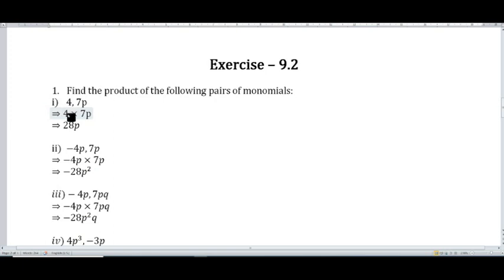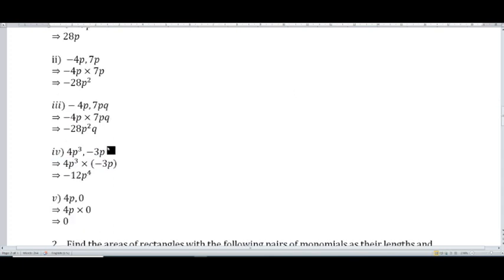Step number 1, 4 and 7p. If you multiply 4 and 7p, 4 7s are 28, and p will be carried along with it. And step number 2, here minus 4 and 7p is there. If you multiply minus 4 and 7p, minus will be carried in the answer. 4 7s are 28, and p is double here. p into p is p square. So that will be the answer, minus 28p square.